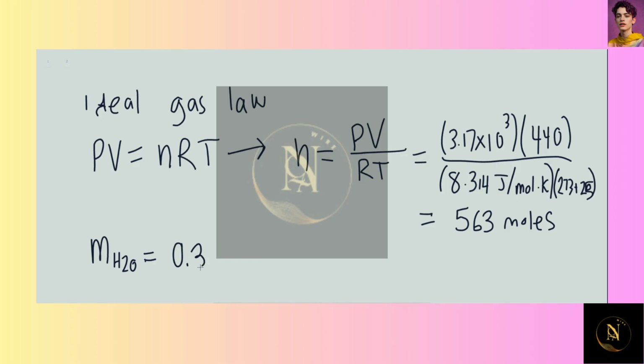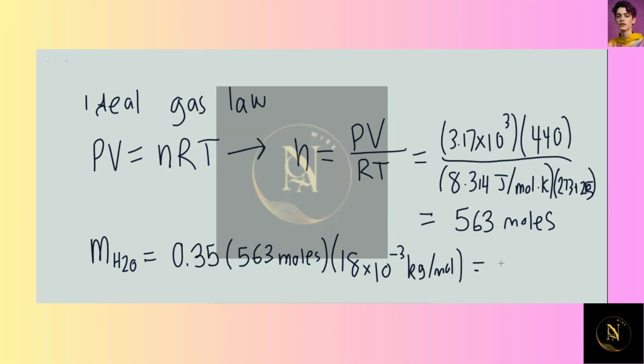So all we do is we multiply this number of moles, 563, by 0.35, which is the remainder. And then we multiply by this for water, 18 times 10 to the negative 3 kilograms per mole, which leaves us with about 3.5 kilograms.